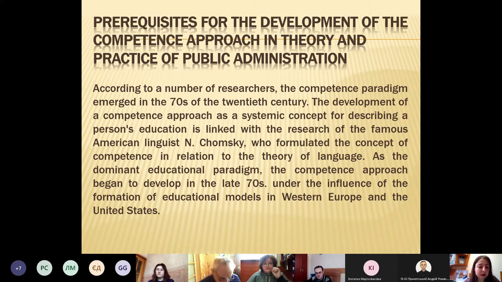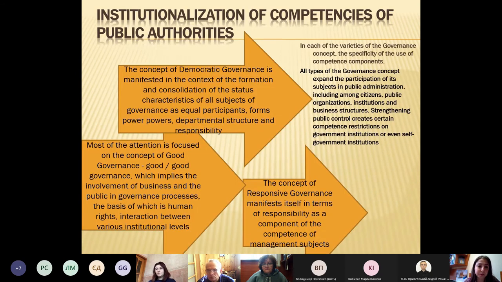The development of the competence approach as a systematic concept for the education of a person is linked with the research of the American linguist Chomsky, who formulated the concept of competence in relation to the theory of language. As the dominant educational paradigm, the competence approach began to develop under the influence of the modernization of education in Western Europe and the United States.